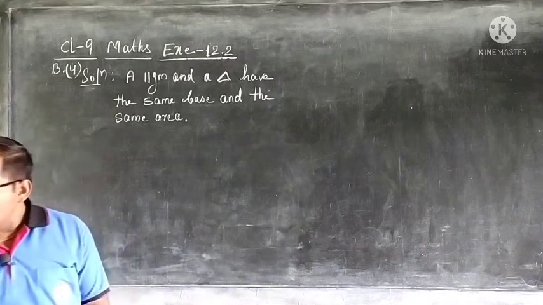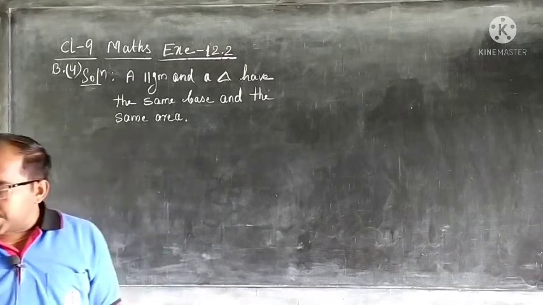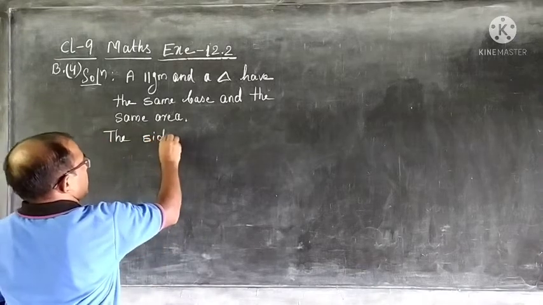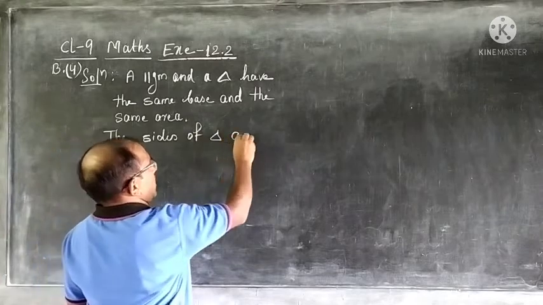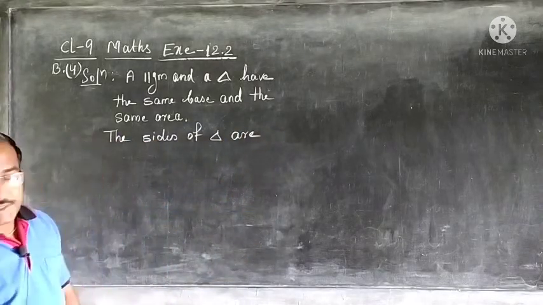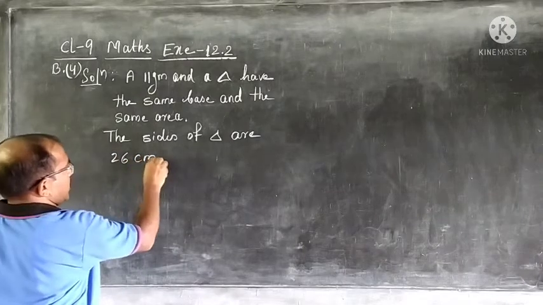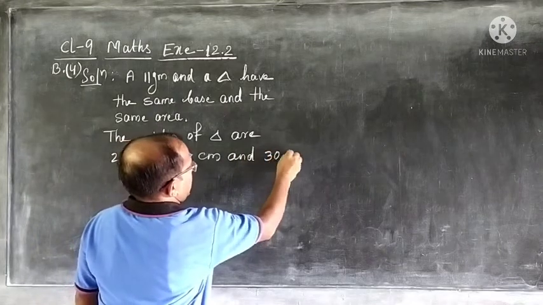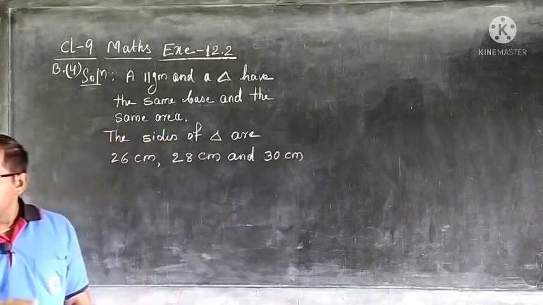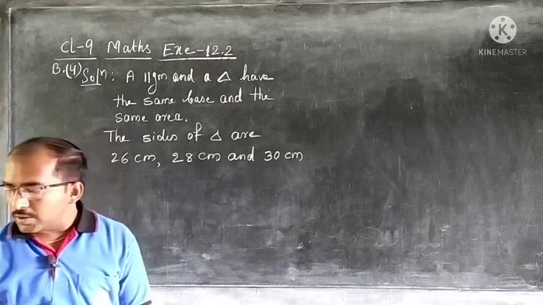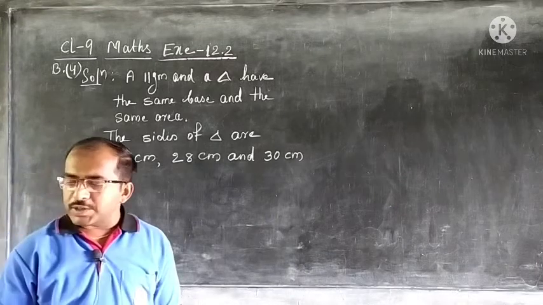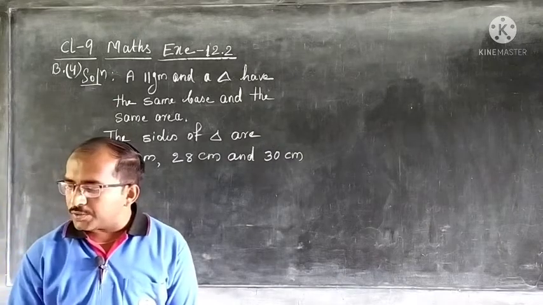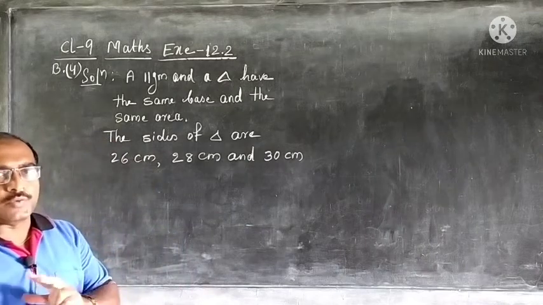Then next is, if the sides of the triangle are 26 centimeter, 28 centimeter and 30 centimeter. So three sides of the triangle are given here, and the parallelogram stands on the same base, 28 centimeter. Find the height of the parallelogram. So another part we will go later.